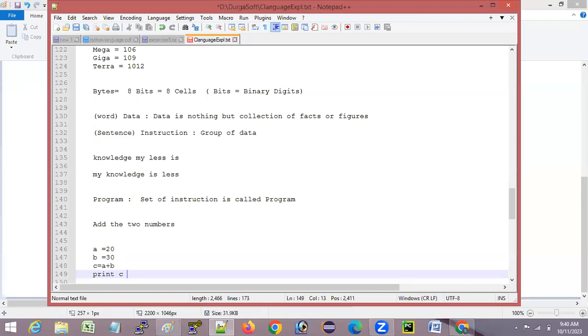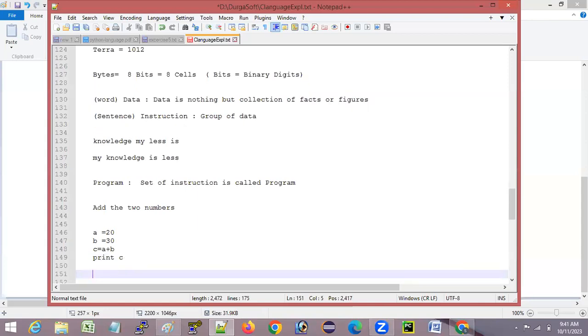So for that, you have taken A equal to 20, B equal to 30, and then whatever the values of A and B, that we are going to add, C equal to A plus B. Whatever the value we are going to add is stored in C, and you are going to print that, or you are going to show the world that I have done this task. This is called one program. Got the idea, guys? Got the idea?